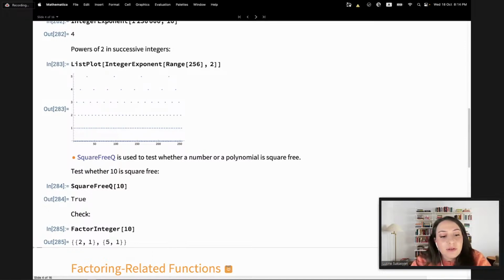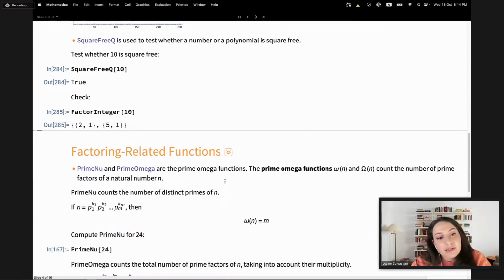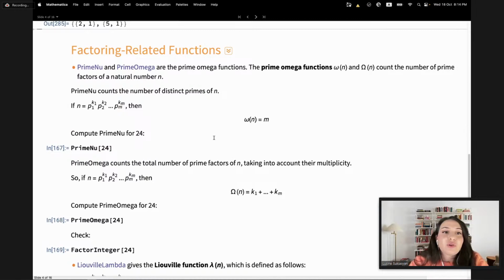Yes, and the next one, okay, let's go to the next group, which is factoring related functions. There are a lot of functions that come from the definition of prime factorization, very important functions. Let's talk about some of them. The prime nu and prime omega are the prime omega functions. The prime omega functions count the number of prime factors of a natural number n.